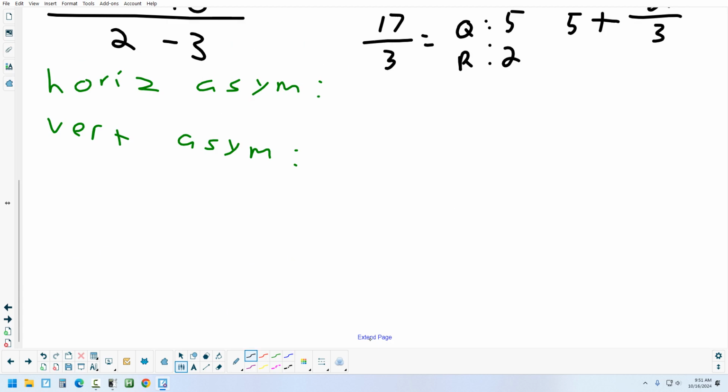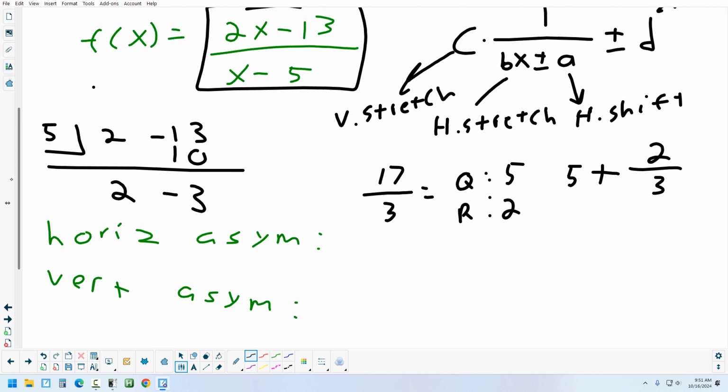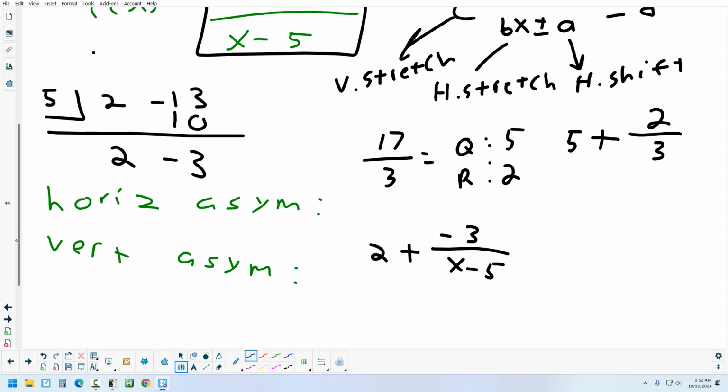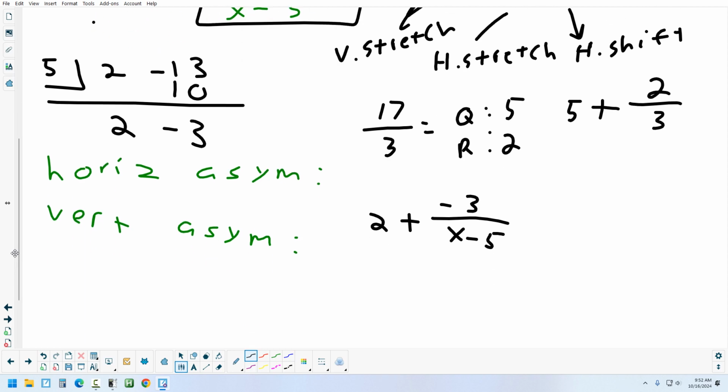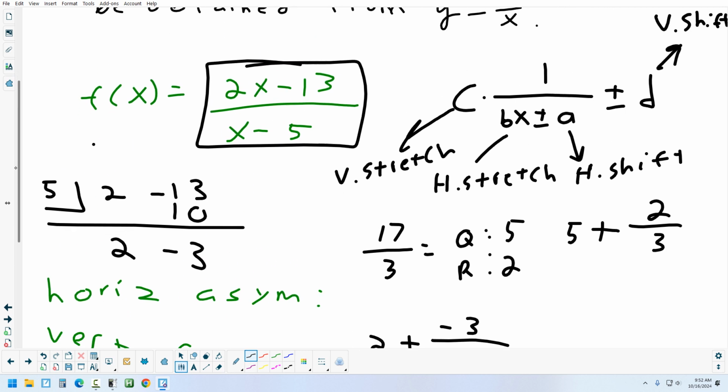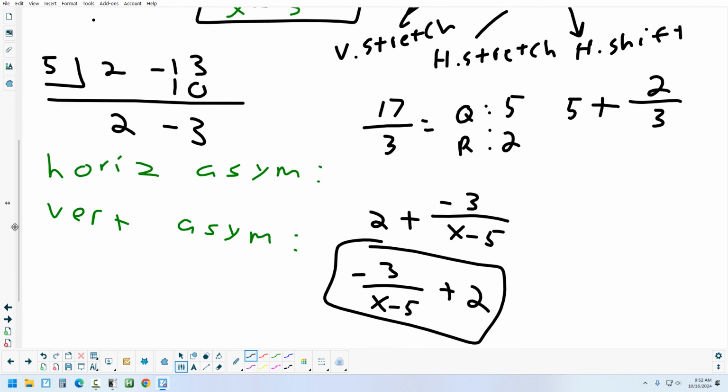Let's write down the quotient, which is 2, plus my remainder, negative 3, over my original denominator, x minus 5. Now, if I just rearrange that a little bit, negative 3 over x minus 5 plus 2. That's exactly how it needs to look to describe the transformations. It's perfect.